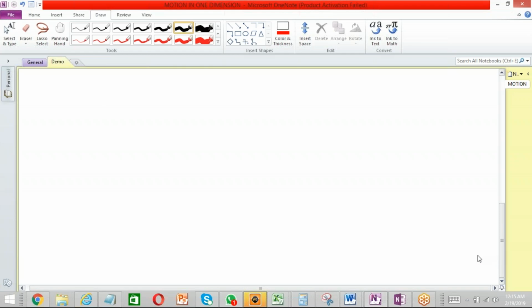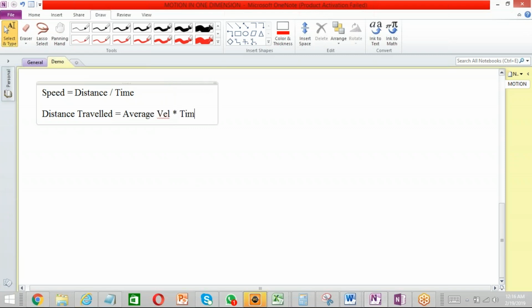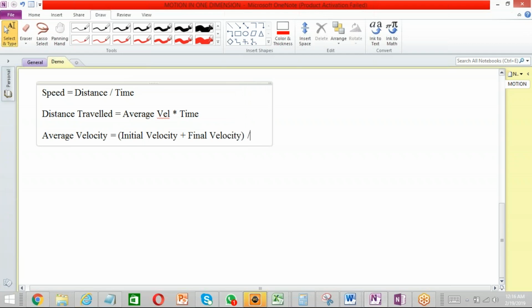As per the definition, we can say that speed equals distance upon time. Or in other words, the distance traveled is equal to average velocity into time. Now, what is this average velocity? Average velocity equals initial velocity plus final velocity, divided by 2. This is how you can calculate the average, that is initial value plus final value upon 2.